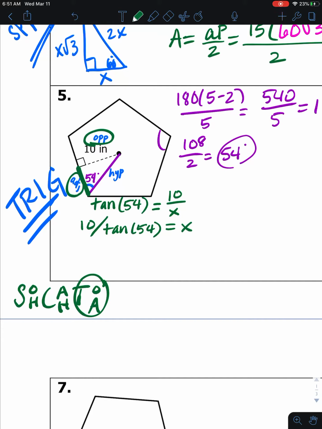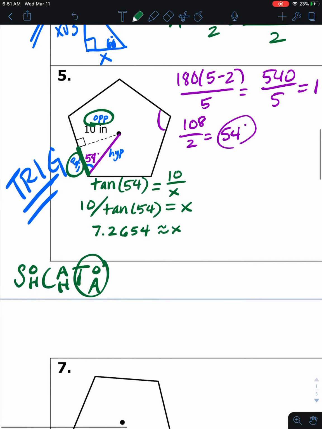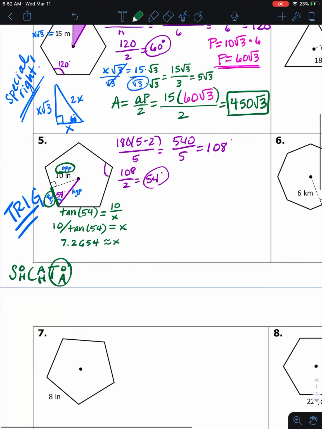Use your calculator. Definitely going to need a calculator for this, but double check that your calculator is in the right mode, right? We're dealing with degrees, so we want to be in degree mode. Okay, so that's going to be approximately 7.2654. Okay, I'll leave it like that. Remember that if you want to wait till the very end to round, so you can use that, and that would give you the more accurate final answer. If you are going to round like I just did here, just try to use as many numbers after the decimal as possible.